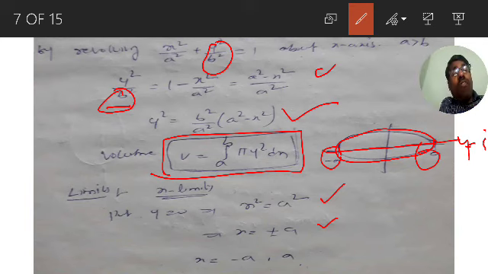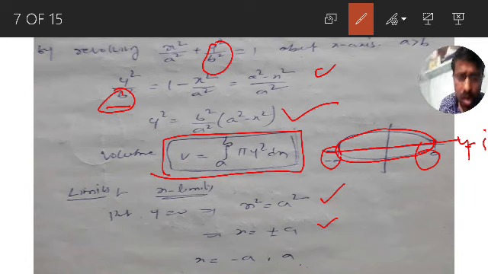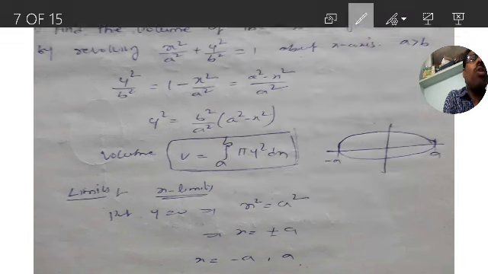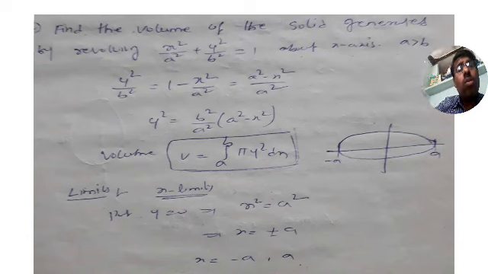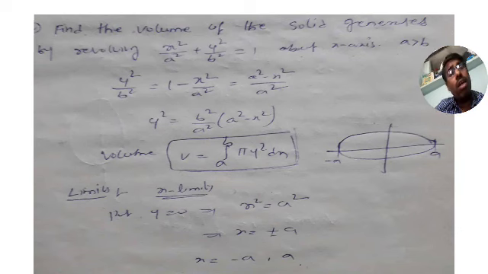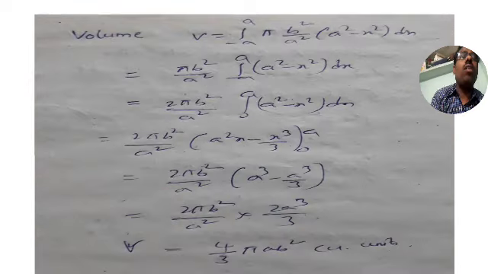Just substitute in the formula, volume is equal to integration a to b pi into y square dx, then you get the answer. Are you getting? So let me substitute all these values. What you have to substitute, guys? Y square is equal to b square by a square into a square minus x square, and limits are minus a to plus a. Now substitute. Let us see what is the answer.